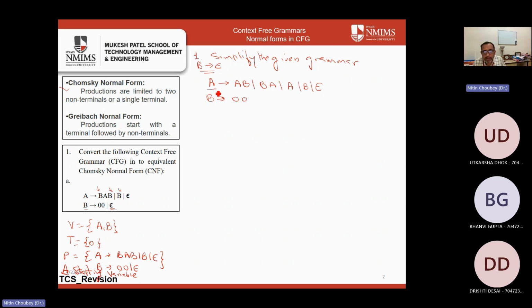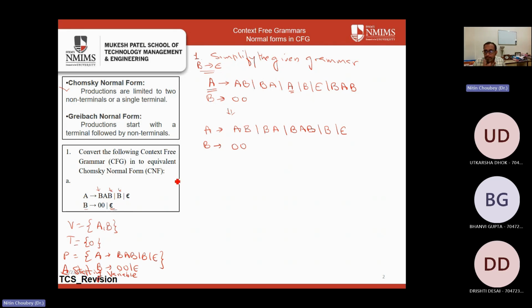But if you see here, we have A gives A. It is but natural. A gives A means we are ultimately talking about the starting variable only. So this also needs removal. A gives AB | BA | BAB | B | epsilon. And B gives 00. This is our resulting grammar after removal of B gives epsilon from the productions.